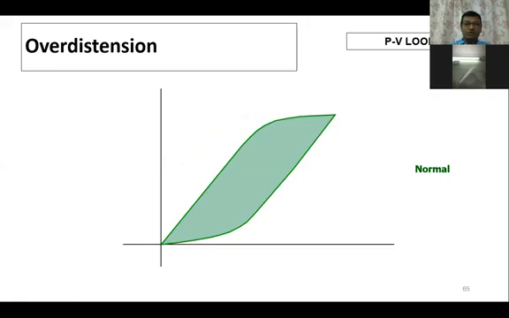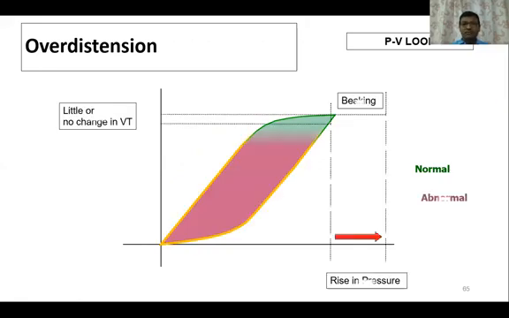So this is a normal PV loop. When you increase the pressure beyond a limit, you can see beaking. Over distension you can see as a beaking, and there will be little or no change in the tidal volume with rise in pressure. Now you can measure it. How can you measure it?